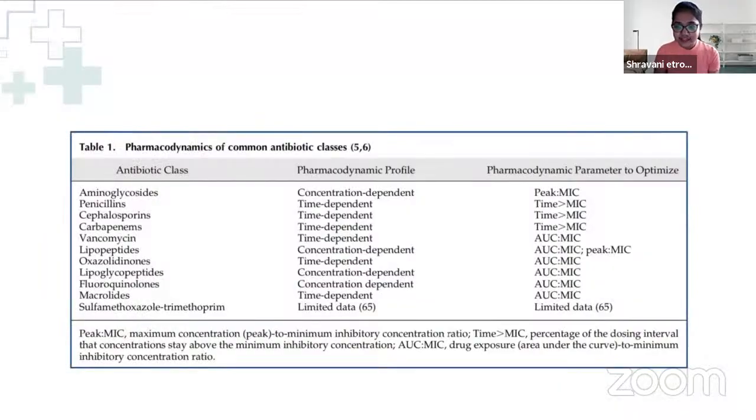So this is the classification of drugs: aminoglycosides, lipopeptides, lipoglycopeptides, and fluoroquinolones. These are the concentration dependent and also time dependent ones. And when it comes to penicillins, cephalosporins, and carbapenems, these are the time dependent antibiotics.